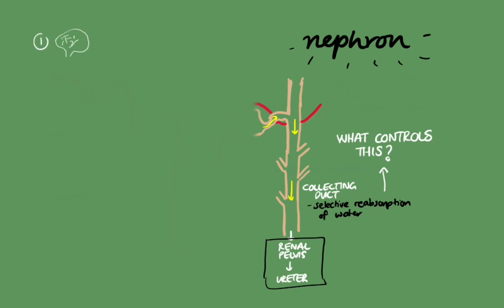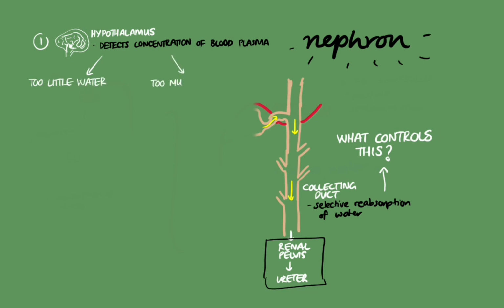So how much water is reabsorbed though? That's where ADH comes in, and ADH is also known as antidiuretic hormone. So firstly, you've got your hypothalamus in your brain, which detects the concentration of your blood plasma. If it detects that you've got too little water in your blood plasma, obviously it needs some way of telling your kidneys, hang on, we need more water. We need more water in our blood. So what it does is it signals to the pituitary gland to release ADH.